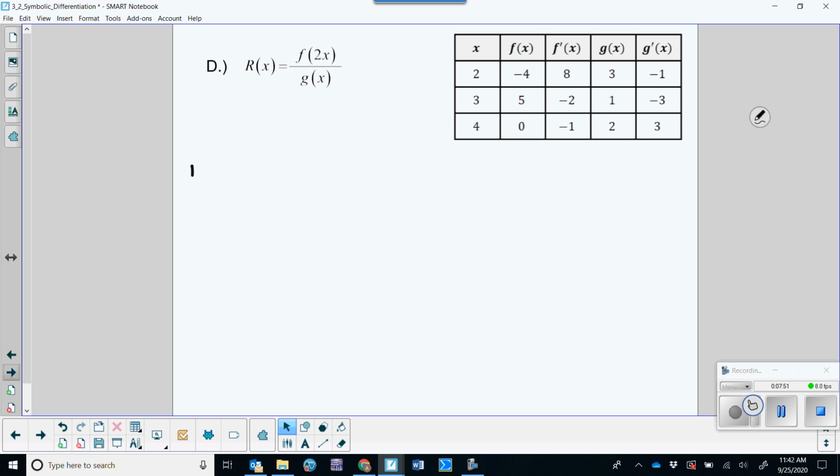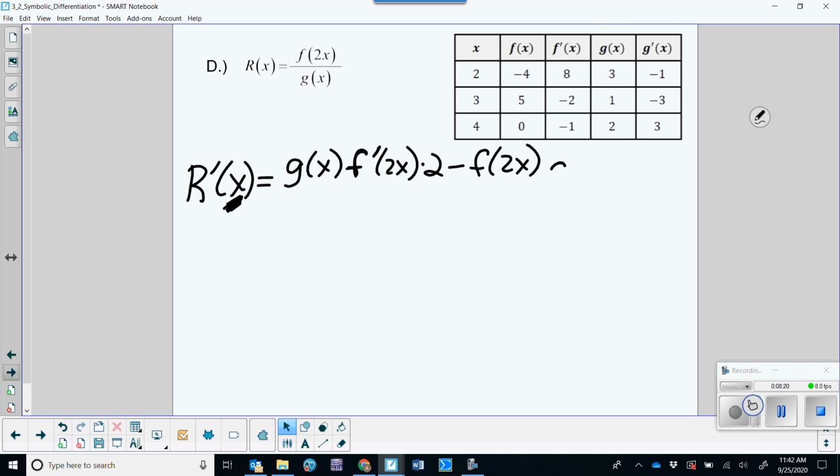So again, I'm doing r prime. The difference here is this is a quotient, so now I'm going to use the quotient rule. So I have bottom times the derivative of the top. The derivative of the top is f prime of whatever's inside times the derivative of the inside, because the inside is not this plain variable x. Okay, minus the top times the derivative of the bottom, all over the bottom squared.